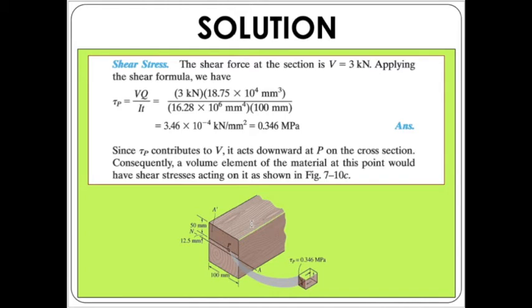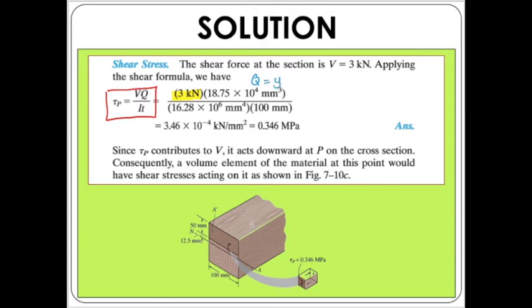So now we are going to consider the value T. T is the thickness at the point where we want to determine the shear stress. So back to the equation, this is the basic equation, where we have tau at P equals VQ divided by IT. So 3 kilonewton, sorry, it's not kilonewton meter, it's 3 kilonewton that is the shear force. Then multiply with 18.75 times 10 to the power of 4, which is the value of Q that we have calculated using y bar multiplied with A prime.